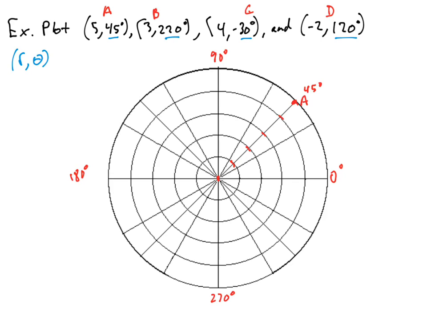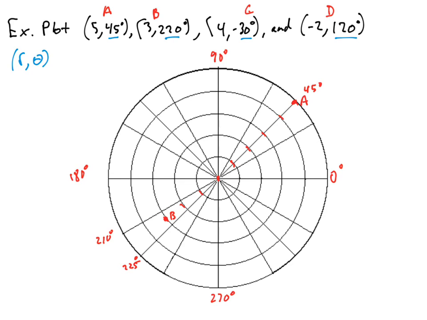For B, we have 3, 220 degrees. So 220 degrees is, here we have 225 and then 210. So 220 is going to be in between those two measurements. And then the r value is 3, so we're going to go out 3 units from the origin. So we're somewhere right about here for point B.